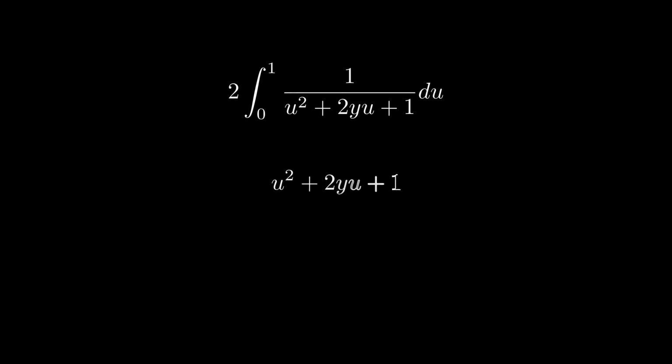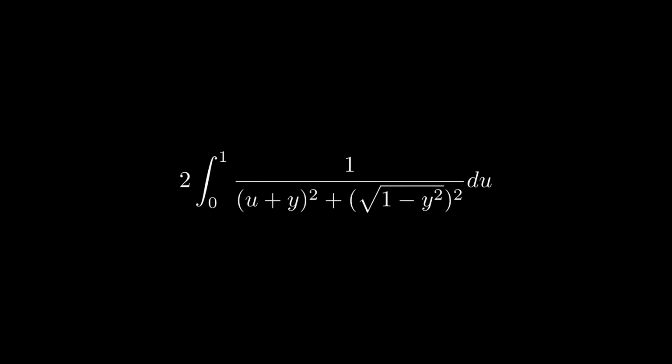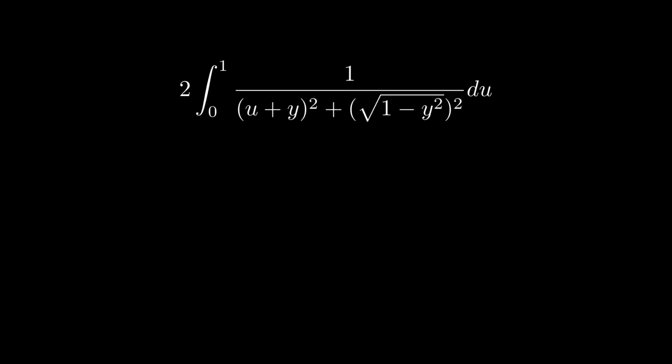Now to solve this, we'll start by computing the square in the denominator, add and subtract y squared, group the terms and factor. Now with the 1 minus y squared term, we'll take the square root and square it. Plugging it in leaves us with a nice addition of squares, which sets up a nice substitution, u plus y equals v, solving for du.